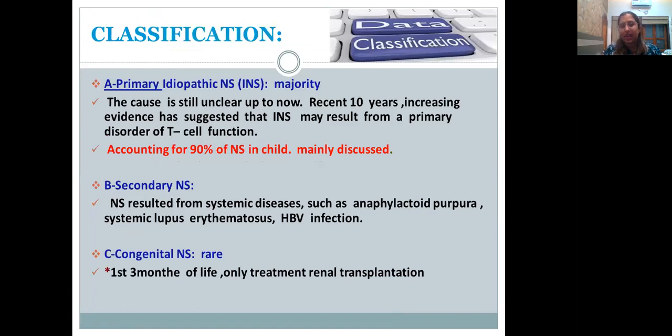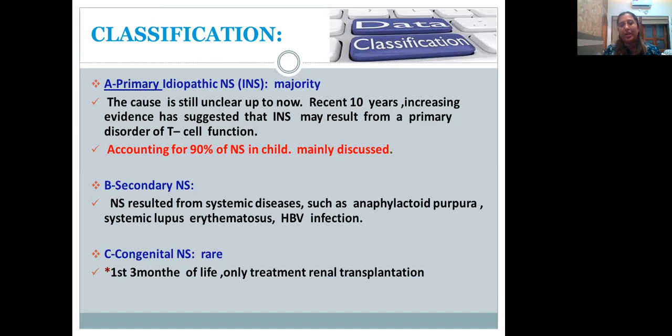Now coming to the classification of nephrotic syndrome. Nephrotic syndrome is mainly classified into 3 types. That is primary or idiopathic nephrotic syndrome, which is seen in the majority of cases of childhood nephrotic syndrome. It accounts for almost 80 to 90% of nephrotic syndrome in children. Whereas secondary nephrotic syndrome is when nephrotic syndrome occurs as a part of some other systemic involvement or some other systemic disease. And others are congenital nephrotic syndrome, which is rarely present.